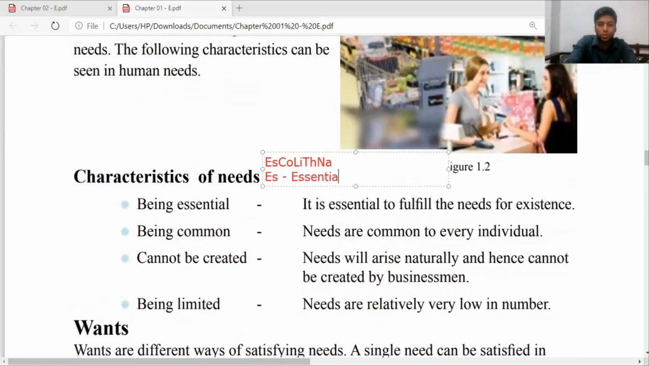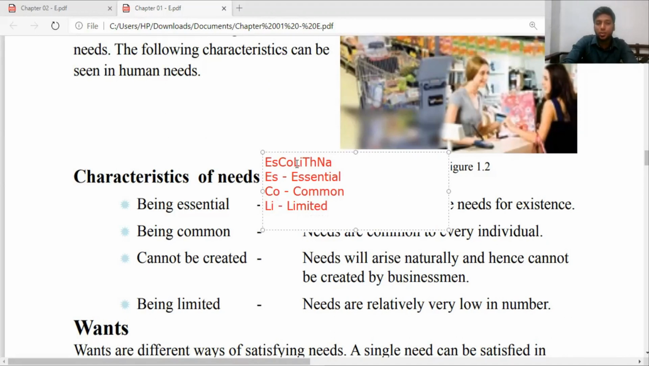You need to remember this. It's very easy. Essential. You can add essential somehow, should be satisfied. You can decide because this can be tested on 2 marks or 4 marks on your paper. Common. CO means common. LI is representing limited, not that easy to satisfy. Very limited. TH, okay. D is basic and primary.